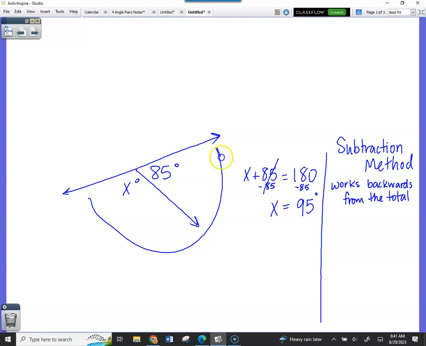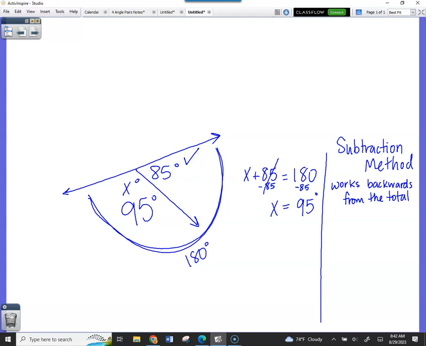Okay, so what is the total here? 180. Then you subtract off what you already know. What do I already know in the picture? I already know 85. So you go to your calculator and you do 180 minus 85, and that would leave you with 95. I never set an equation up, so it's a little scary, but we're going to get to the point where there's still an equation to be set up. It's just right now for this example there wasn't.